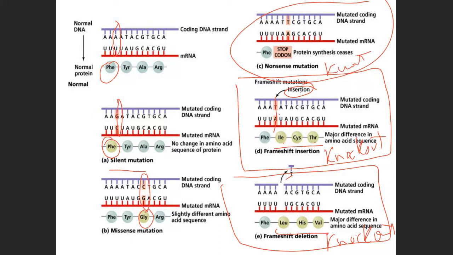Obviously silent, this one is okay, nothing happens. And missense may or may not work. So out of the 5 different possibilities, 3 of them will give you a non-working protein. One will give you a working protein, the other one may give you a working protein. So this is why we say mutations seldom give you something good and novel. Most of the time, they kill this.